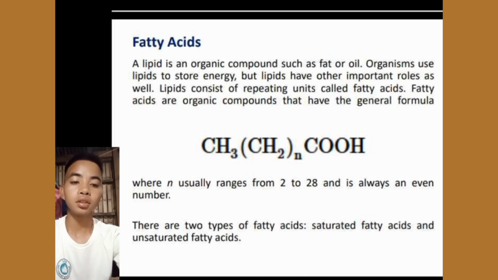So those are the 8 examples of fatty acids. Fatty acids are the building blocks of fats and oils. They are organic molecules with a general formula of CH3(CH2)nCOOH, wherein n is usually between 2 and 28 and is always an even number. There are two main types of fatty acids, which are saturated fatty acids and unsaturated fatty acids.